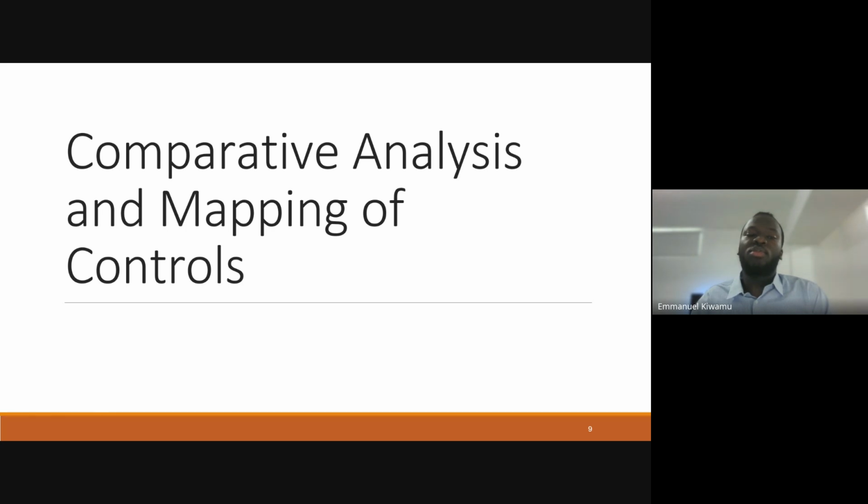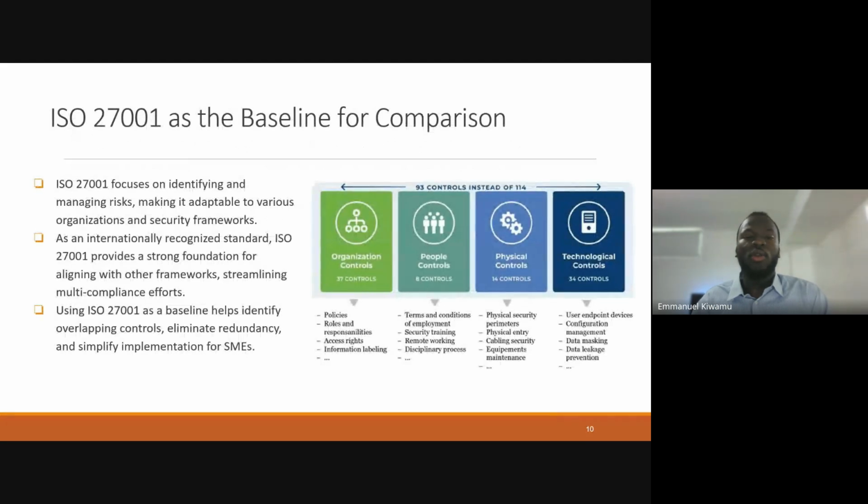For the purpose of this project, like she mentioned, the objective was to conduct a comparative analysis and mapping of controls using ISO 27001 as our baseline. We decided to use ISO 27001 because it is an internationally recognized standard for establishing and promoting information security management systems. This standard is focused on identifying and managing risks in an organization. And like we all know, the 2022 version is made up of 93 control requirements. For the purpose of this research, we used the 4 annex areas to conduct our mapping.